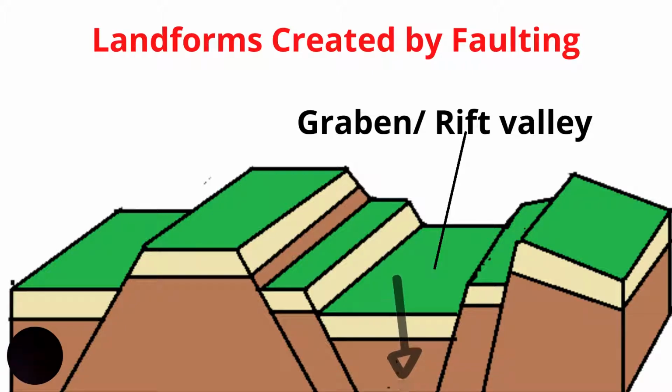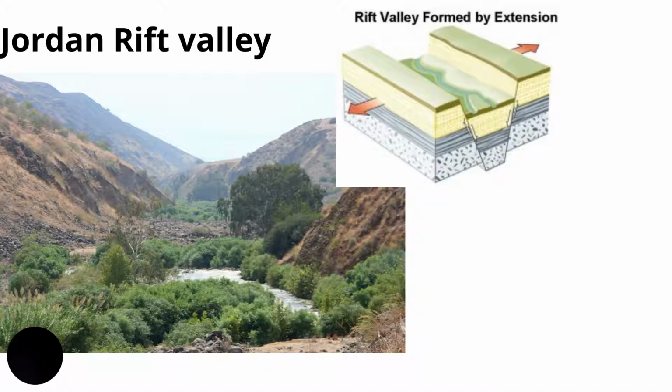Another landform created by faulting is a rift valley or graben. An example of a rift valley or a graben is the Jordan Rift Valley. We also have rift valleys in East Africa. Now, unlike the horst, where the central block moves upwards, in the case of the Rift Valley, the central block moves downwards. And so this creates a flat floored valley. The Rift Valley can also be called a graben.